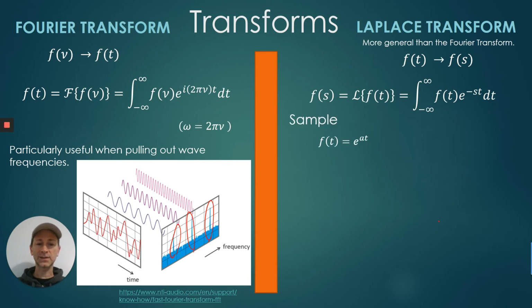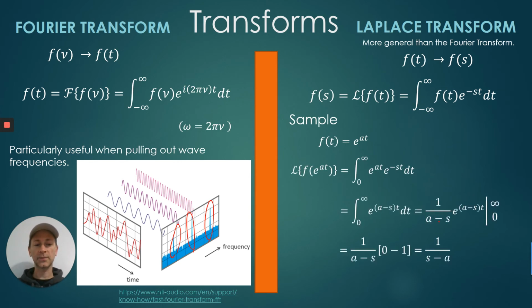If you want to see a sample of that, this is sort of the worked out version of the function e to the at, which would come out to become this fraction over here, 1 over s minus a. So that would be equal to e to the at. It would be important to note that in this case the s would have to be greater than a because of that e value.